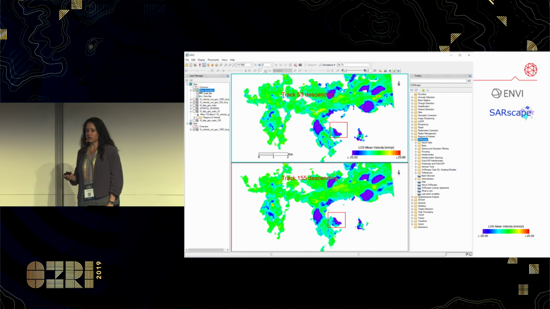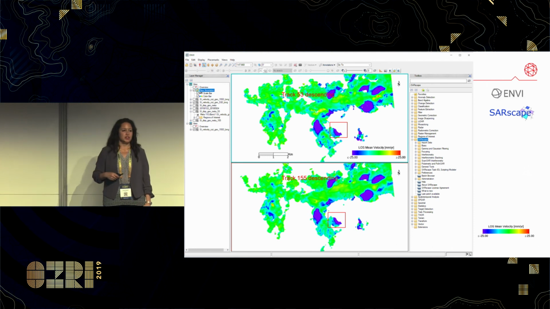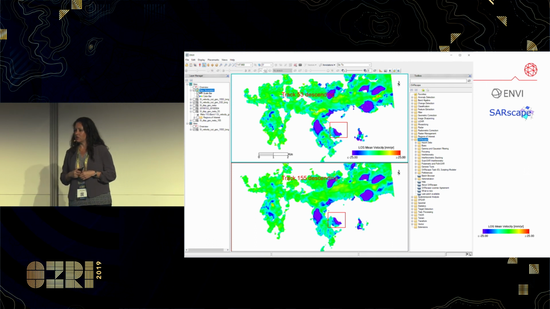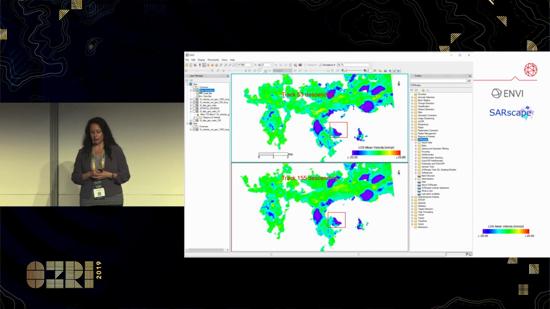So to do this, we use the software NV5 SARscape. This is the software package that we have to do the full analysis of working with SAR data, to bring that in and do the different types of analysis we need to understand these types of measurements and changes over time.